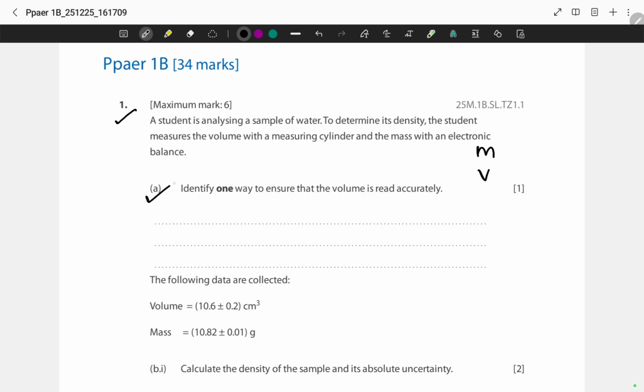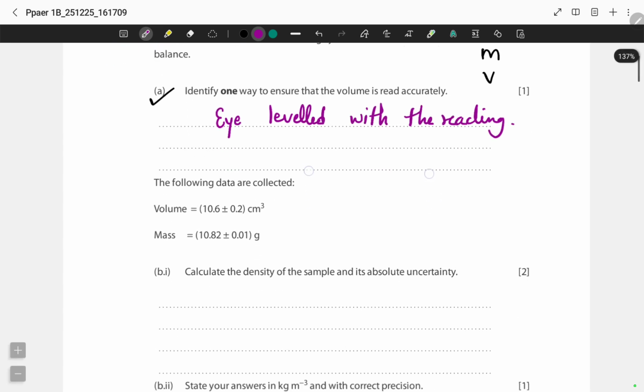So the first question is: identify one way to ensure that the volume is read accurately. Very simple. The answer would be that your eyes should be leveled with the reading, right? So if you just write one point, this is enough over here. Eye leveled with the reading. This is the simplest one. Cool. Now let us move further.